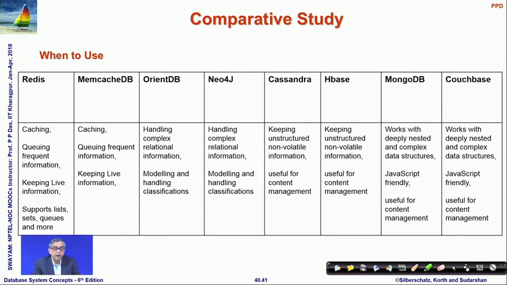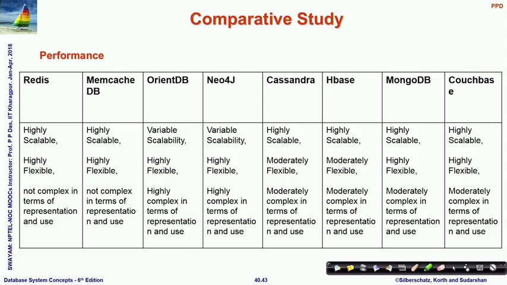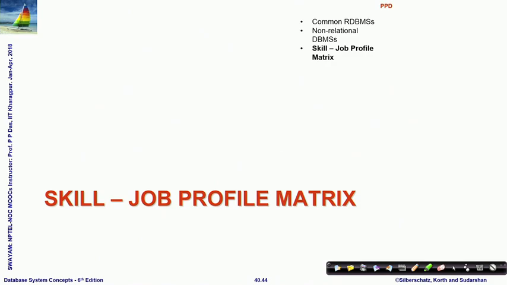I have also done, similar to the relational database, a tentative comparative study between these different NoSQL databases, in terms of the context in which you use them. While you are doing this unstructured data handling, there will be a lot of data which is also structured. So, along with NoSQL, how do you handle the relational data with these databases? How does the performance compare between these different NoSQL databases? Based on all that you can make some judgment.